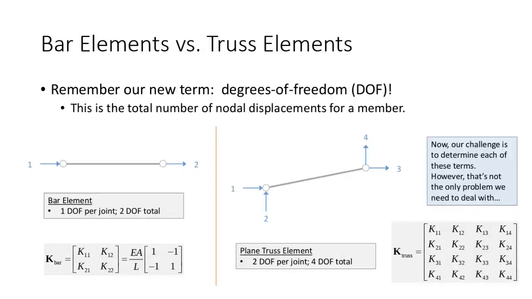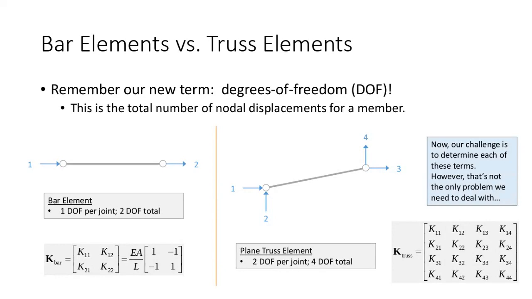All right, now, let's talk about bar elements versus truss elements. And again, this goes back to the new term of a degree of freedom. It's the total number of possible nodal displacements for a member. So the bar element had 1 degree of freedom per joint, and so we just said 1 and 2. And so the bar element stiffness matrix was 2 by 2. And so that's what it looked like.